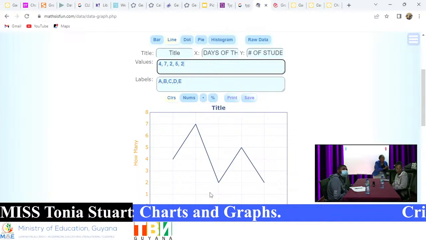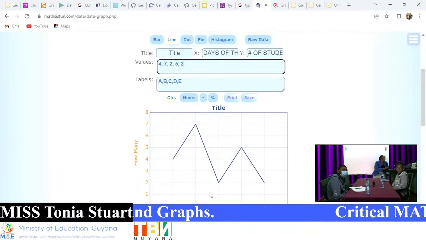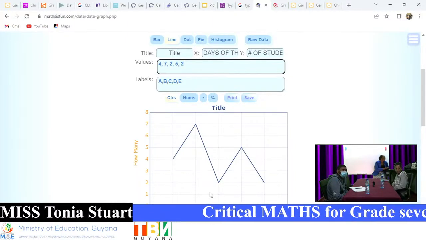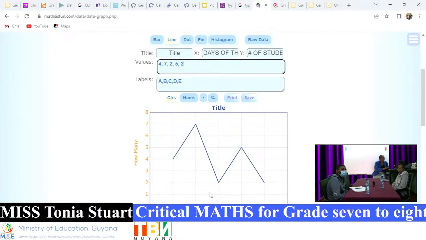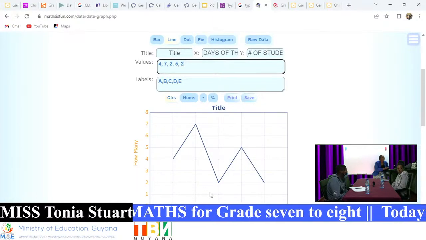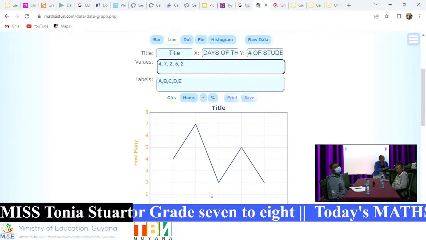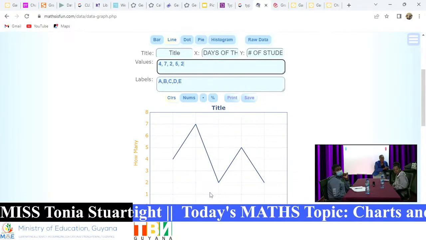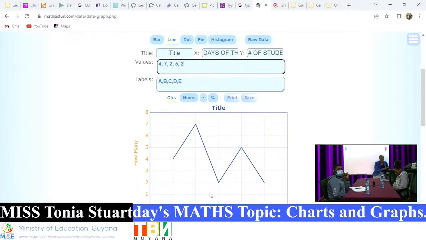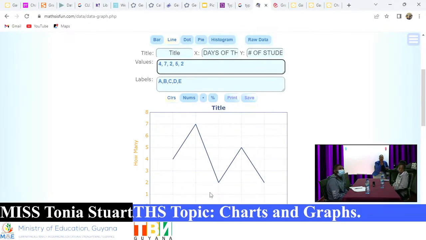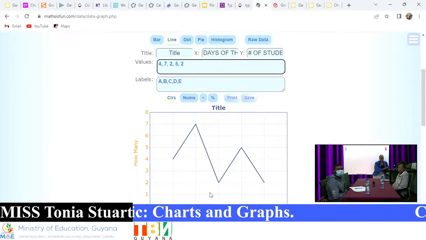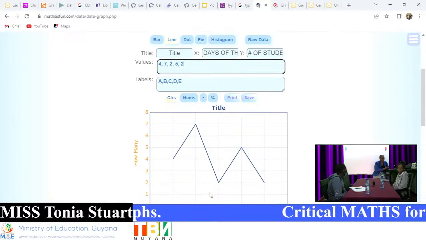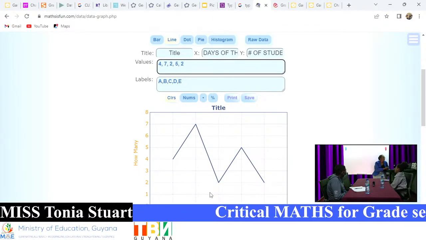Good. So which 2 consecutive days did we have the largest decline in students present? From Tuesday to Wednesday. Do you agree, Shamar? From Tuesday to Wednesday, yes. We had the largest decline. So we had 7 students present.